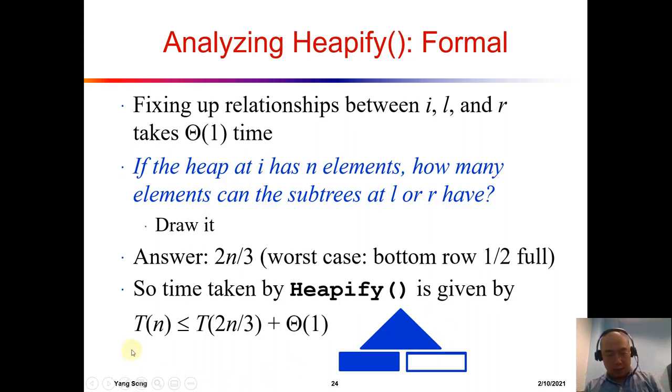So in the worst case, if we have the cost of the Heapify from the top all the way to the bottom as Tn, and in the worst case, we are pushing the value down to one side, to be precise, to the left side. And then on the left side of the subtree or the subheap, we have roughly 2/3 of the data there. So that's why we are saying Tn is smaller or equal to T of 2/3 of n, plus the constant time of doing this part to fix the relation of I, L, and R correctly.